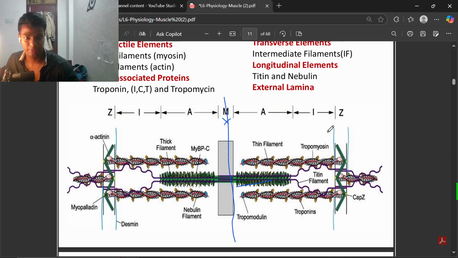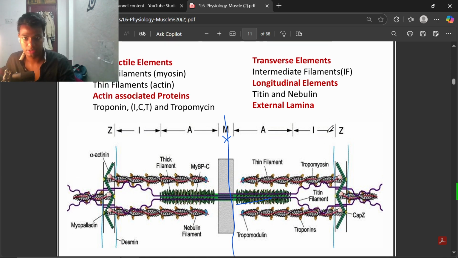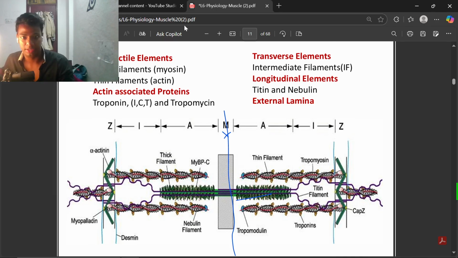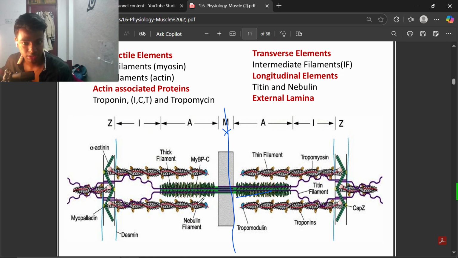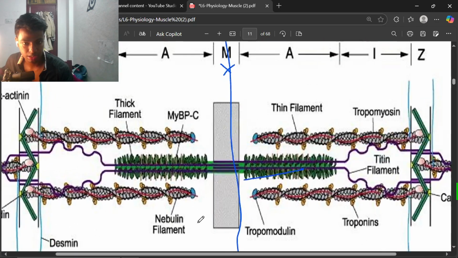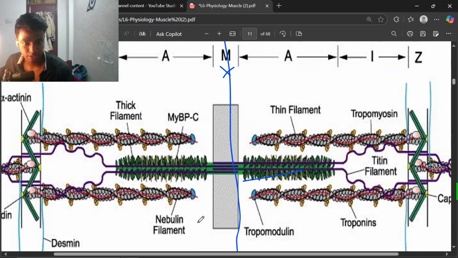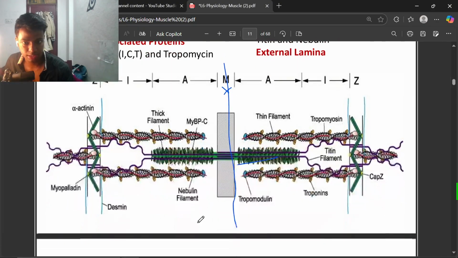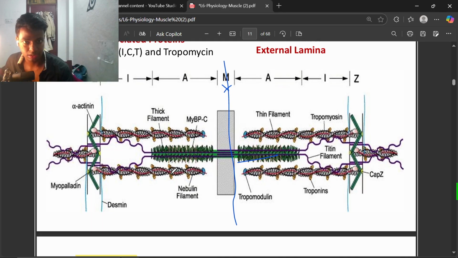By the way, the biggest fact is that actin also has troponin and tropomyosin. People might get confused. Transverse filament. Longitudinal filament: titin and nebulin. Titin and nebulin. We'll get into the complete detail of these filaments later.